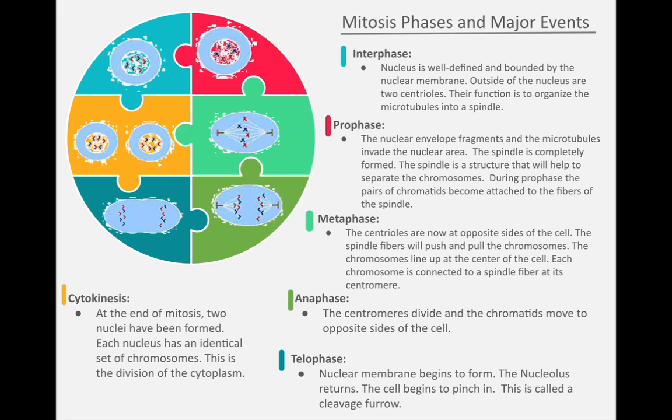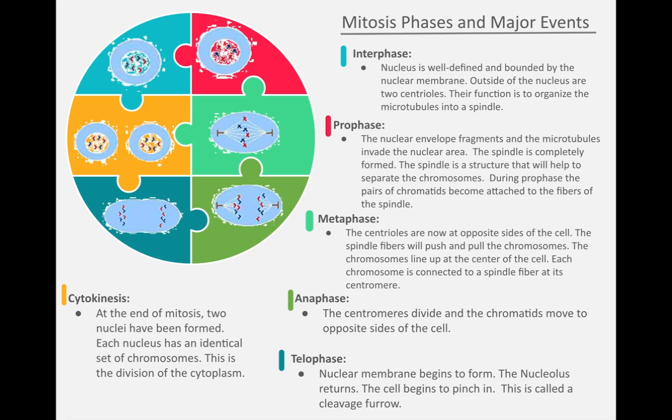So if we look first, we have to start with interphase. And so when we're looking at cells, cells in interphase are going to have a well-defined nucleus. Outside the nucleus, there's only going to be two centrioles. And remember, those centrioles in diagrams are those marshmallow-looking things. And they're important because their function is to organize the microtubules into a spindle. And as we'll see, the spindle gets to be very important for mitosis to occur correctly.